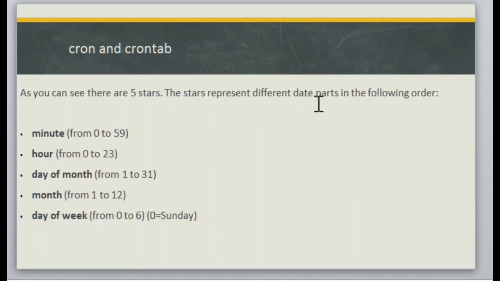The stars represent different date parts in the following order. First one is minute. Second one is hour. Third is day of the month. Fourth is the month. And the last is day of the week, with 0 equaling Sunday. So minute 0 to 59, hour 0 to 23, day of the month 1 to 31. Remember, not all months have 31 days, so be aware of that. The month 1 to 12, and the day of week 0 to 6, 0 being Sunday.